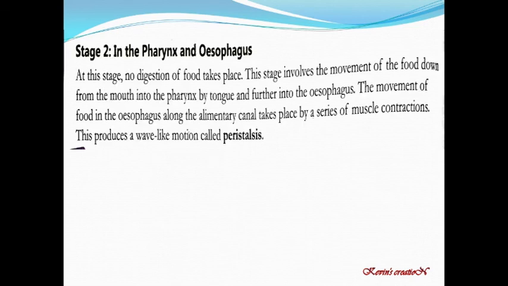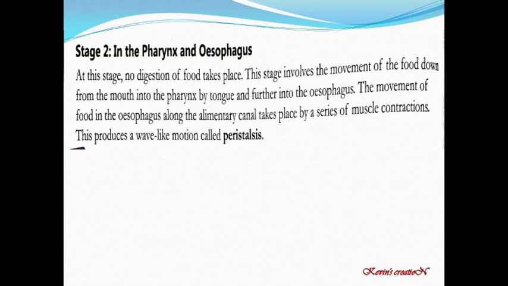Next one, we have got food in the pharynx and esophagus. Esophagus is the food pipe. At this stage, no digestion of food takes place. So in the food pipe, digestion doesn't take place. This stage involves the movement of food down from the mouth into the pharynx by the tongue and further into the esophagus. So once the food is turned into bolus, with the help of the tongue, it goes to the pharynx, which is the end part of your mouth in the neck.